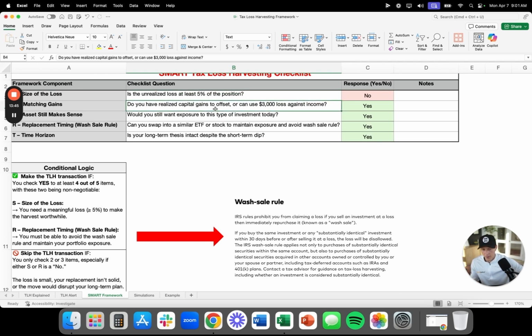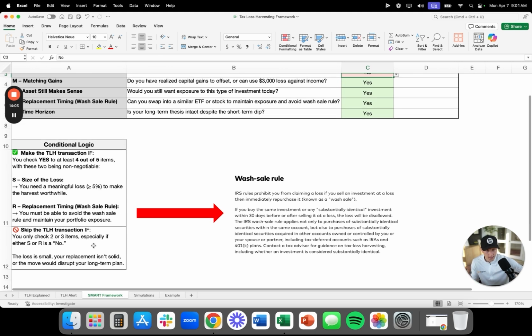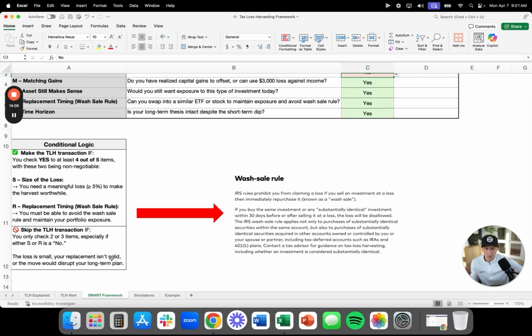Even if I have realized gains, even if I have $3,000 loss against income, even if I want to, do I want exposure to this type of investment today? Yes. Can I swap for a similar ETF? Yes. Is the long-term thesis intact? Yes. It's still not large enough or sizable enough to make this move, right? It doesn't make a whole lot of sense. And then the loss is small, your replacement isn't solid, or the move would disrupt your long-term plan, okay?